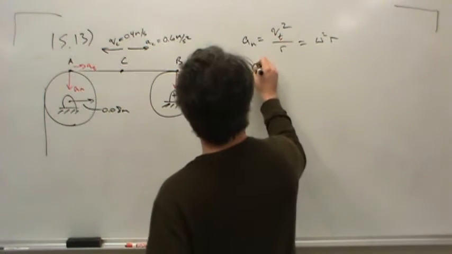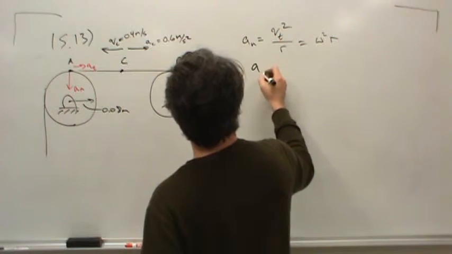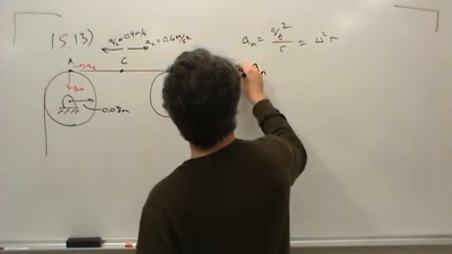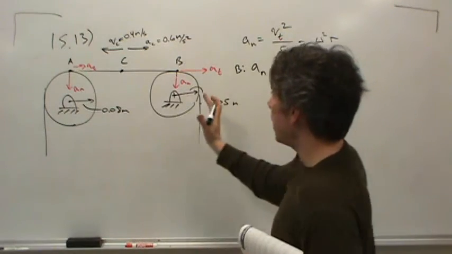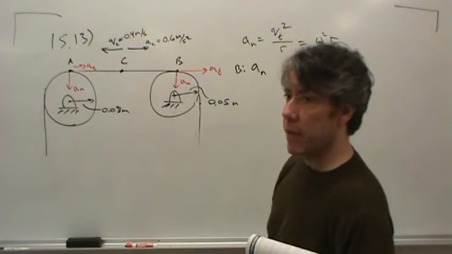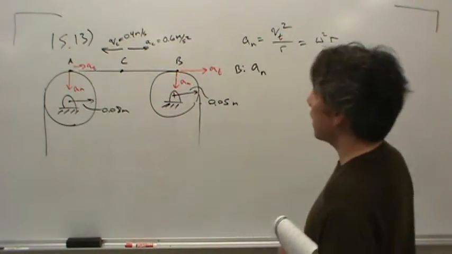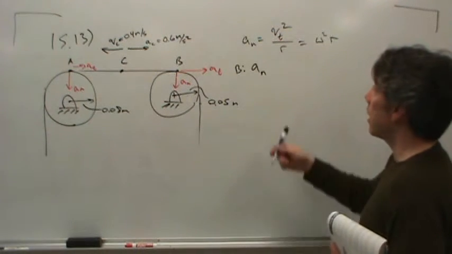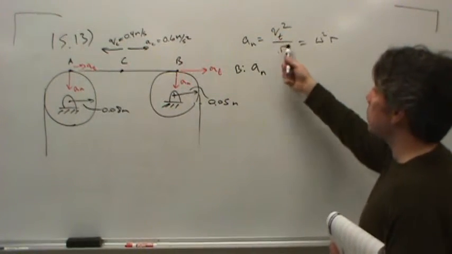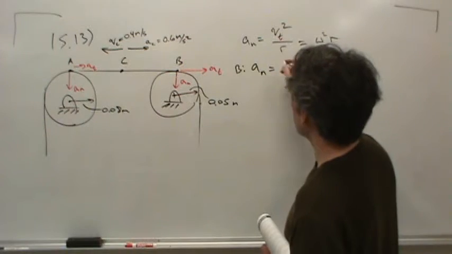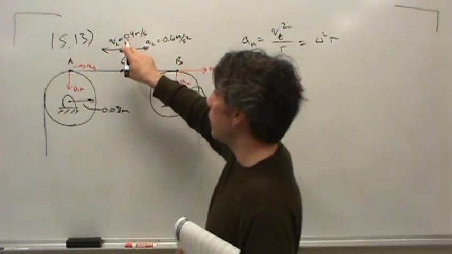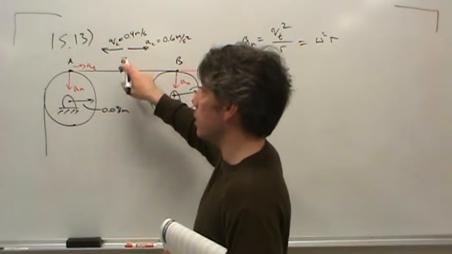So why don't we do that? Let's calculate for B the normal acceleration. We need the angular speed of B. We don't have that yet, but we can get it. In fact, maybe it wouldn't be the best to get the angular speed of B. Maybe it'd be best just to use this equation. So that's what we'll do. The tangential velocity of B will be exactly the same as the tangential velocity of C.